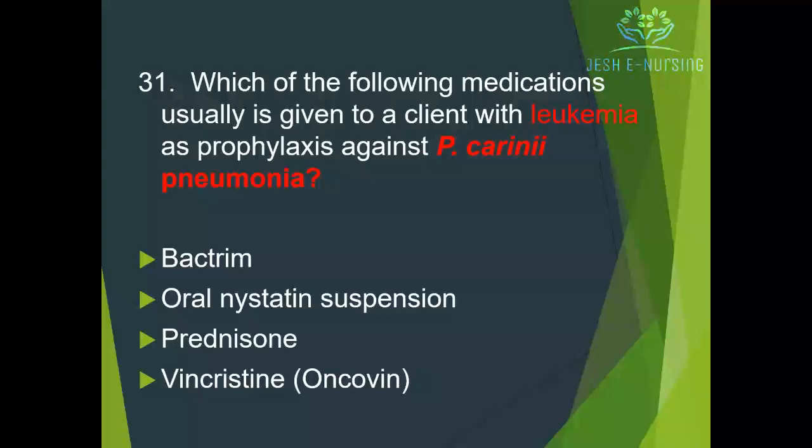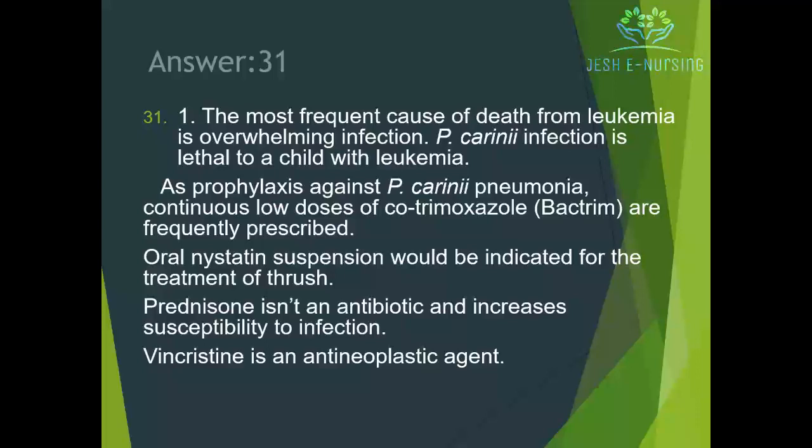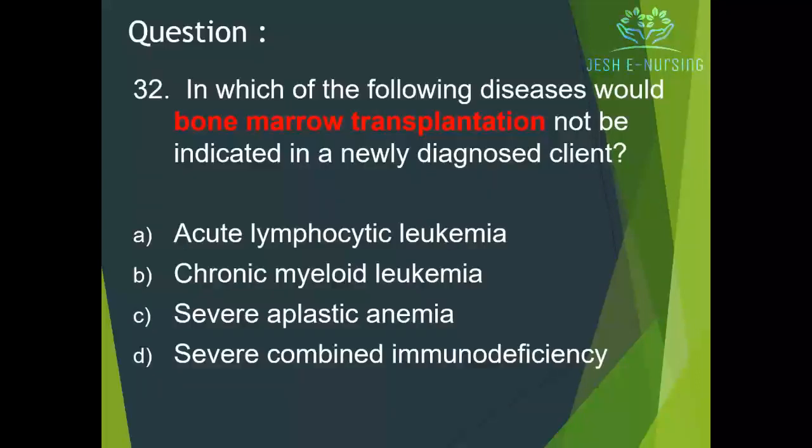Oral nystatin suspension will be given for oral candidiasis conditions. Prednisolone is a corticosteroid, so it is not advisable here. Vincristine is an antineoplastic agent. It is one of the medicines for chemotherapy. So answer is A. As a prophylactic agent for Pneumocystis carinii pneumonia, continuous low doses of cotrimoxazole, that is Bactrim, are frequently prescribed.